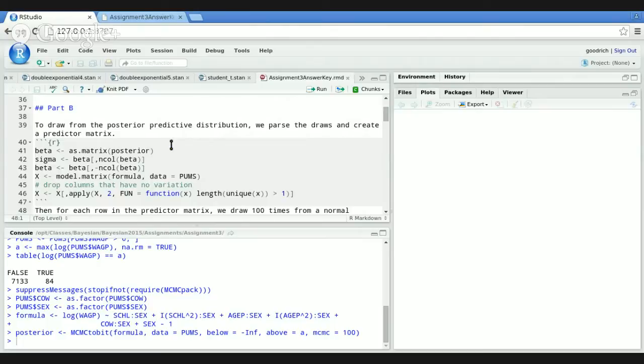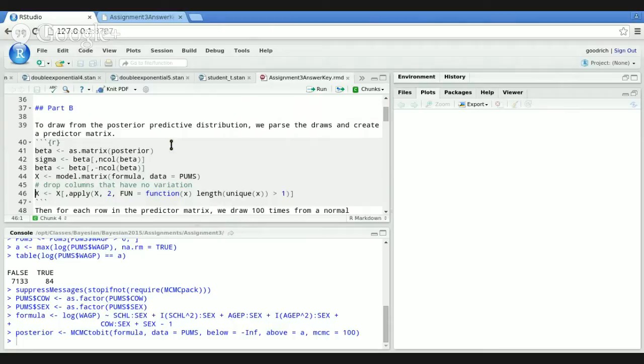Whereas, not in this particular case, but often the posterior predictive distribution will have a discrete sample space. So if the likelihood is for some discrete outcome variable like binary or count, then the posterior predictive distribution will be on that same sample space, even though it's implied by a continuous posterior distribution.